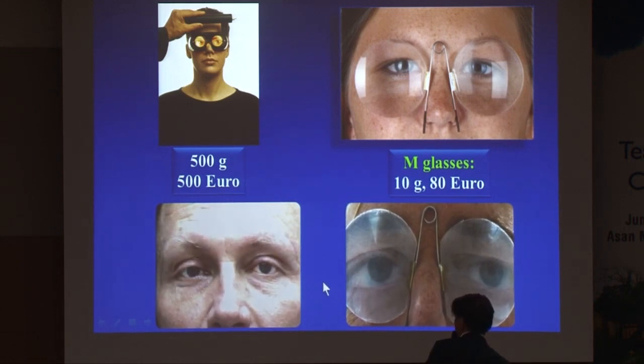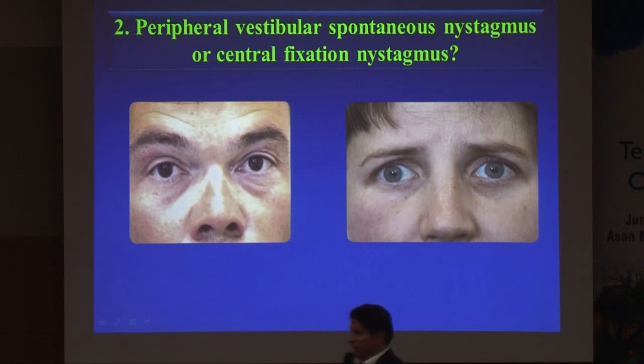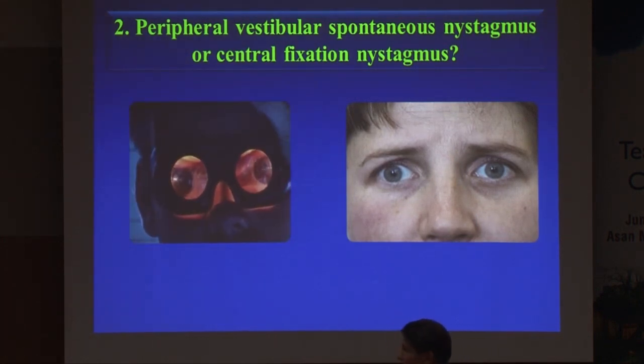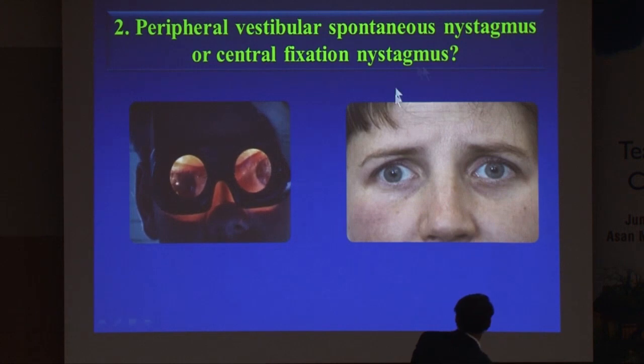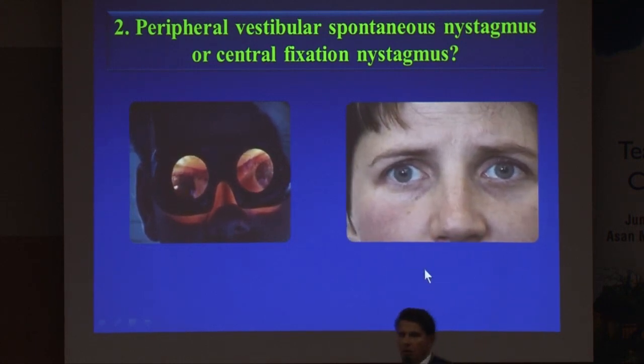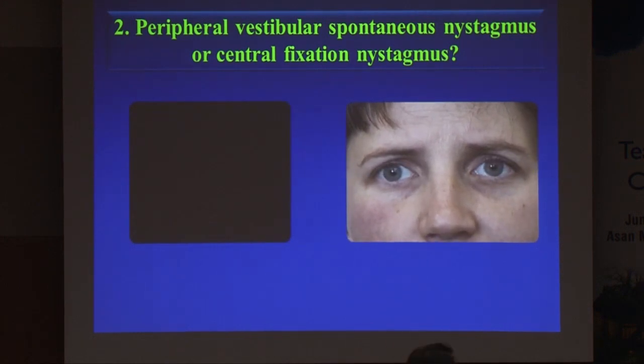You see, this subject is able to suppress the nystagmus. And suppression of the nystagmus is a feature of a peripheral vestibular spontaneous nystagmus. You see this, and now you see. Okay? Peripheral vestibular spontaneous nystagmus, the clinical feature is suppression by visual fixation. This patient here on the right would like to suppress the nystagmus, but she's not able to do so.